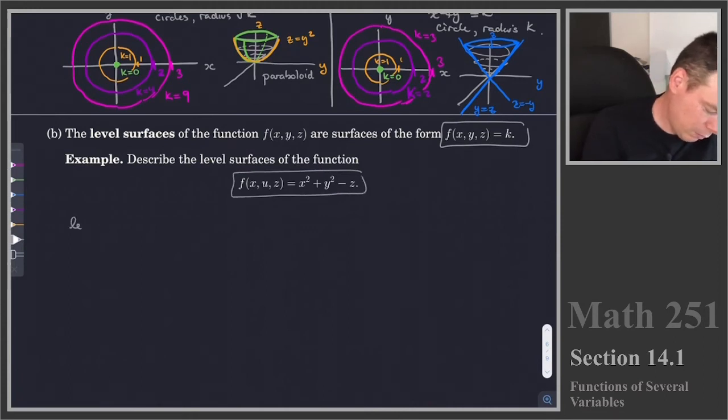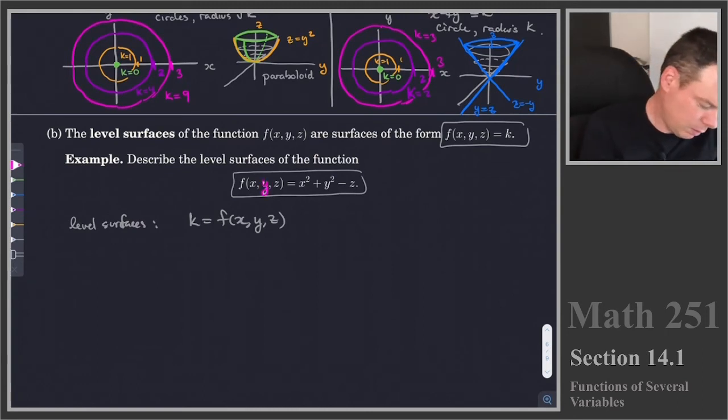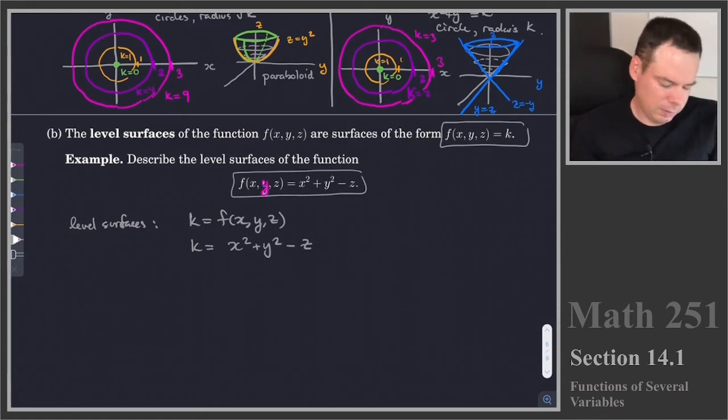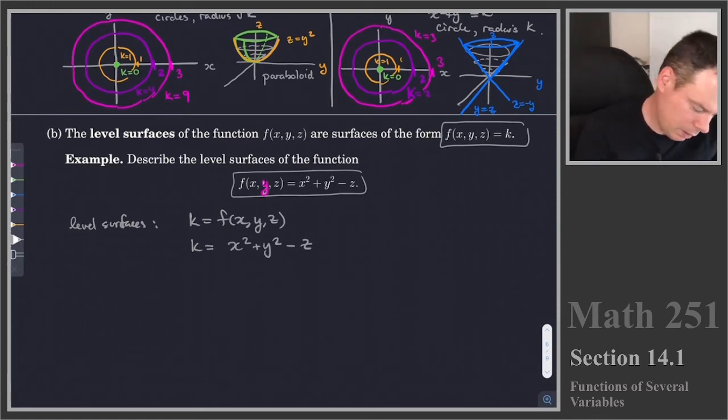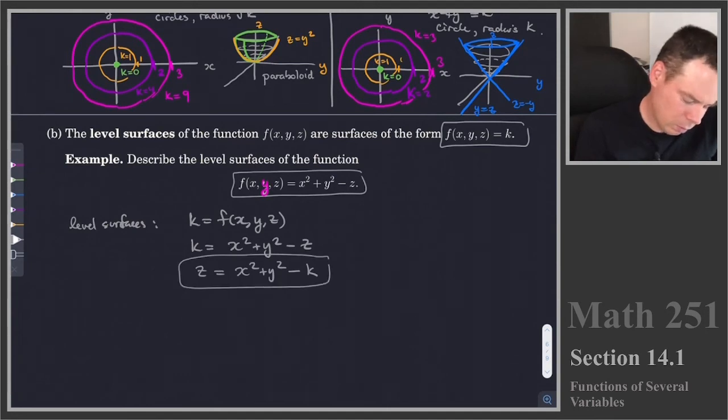So what are our level surfaces going to look like? We're going to say K is equal to f of x, y, z. Oh, sorry, that should be a y, x, y, z. Little typo there. Let's fill that in. That should be an f of x, y, z. What's our level surface? Well, it's something of this form. K is equal to x squared plus y squared minus z. I'll just rearrange this a little bit. Z is equal to x squared plus y squared minus k. So that's what we're wanting to sketch.